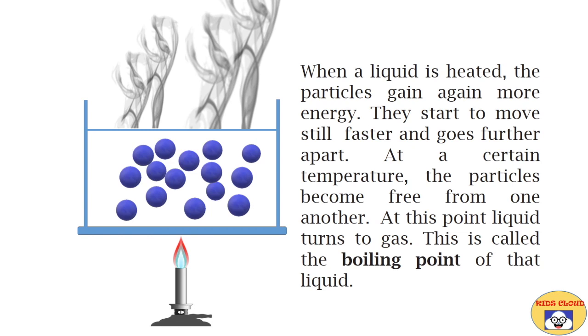When a liquid is heated, the particles gain even more energy. They start to move still faster and go further apart. At a certain temperature, the particles become free from one another. At this point, the liquid turns to gas. This is called the boiling point of that liquid.